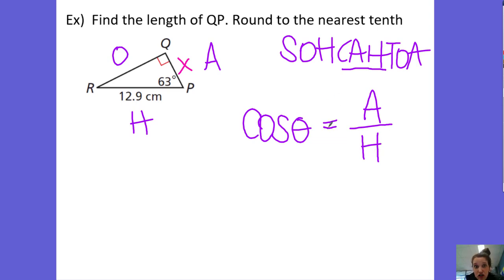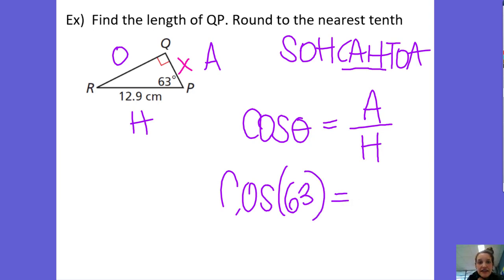Now I can just plug my values into the equation. For cosine of theta, I'm going to put the angle, which is 63 degrees, in for theta. Now I am going to plug x in for my adjacent side, since I don't know my adjacent side. My hypotenuse is 12.9, so I'm going to plug 12.9 in for the hypotenuse. I have just set up my equation.